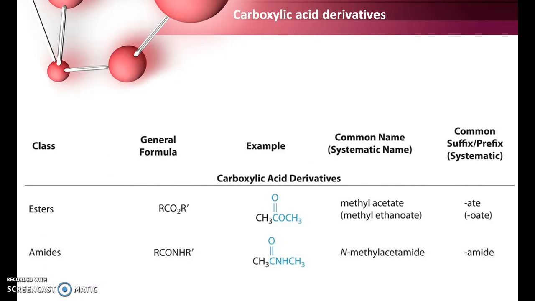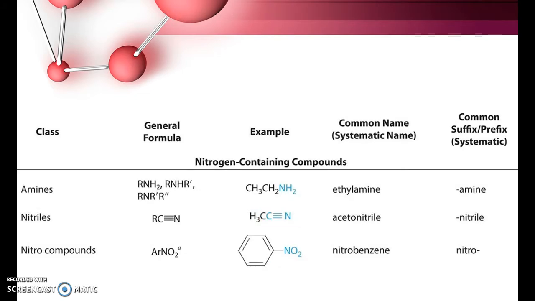The first category is carboxylic acid derivatives. In this, the first one is esters. Always the esters end with suffix -ate and the amides end with suffix -amide. Amide is nothing but coupling of amine with carboxylic acid, and ester is nothing but coupling of carboxylic acid with alcohols. And the second category is nitrogen based compounds. Number 1 is amine, number 2 is nitrile, and number 3 is nitro.